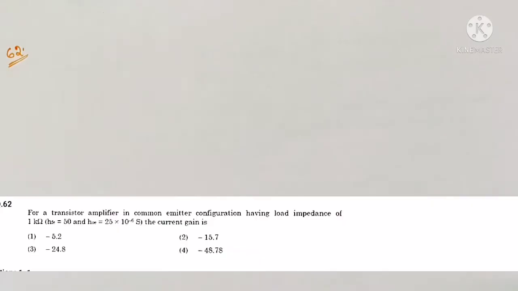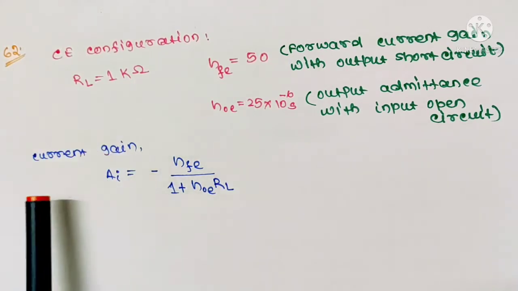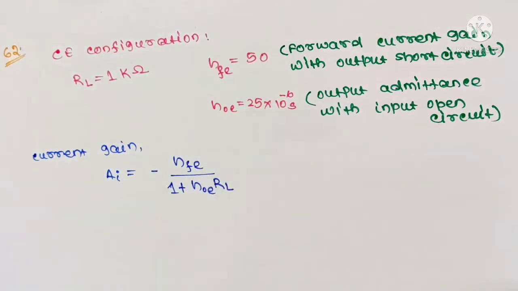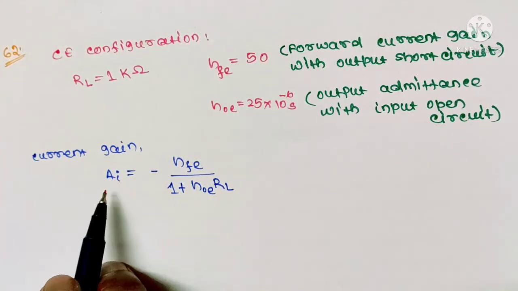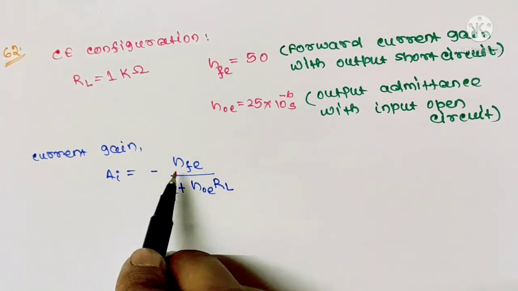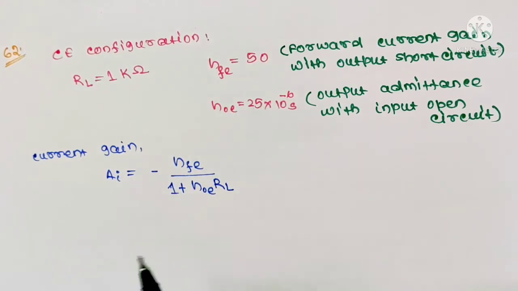Question number 62. For a transistor amplifier in common emitter configuration having load impedance of 1 kilo ohm, the current gain is. In common emitter configuration, we have to find the current gain. RL, HFE, HOE are given. So we can directly use the mathematical expression for current gain to find the value. So current gain is minus HFE by 1 plus HOE RL. So put the value and get the answer.